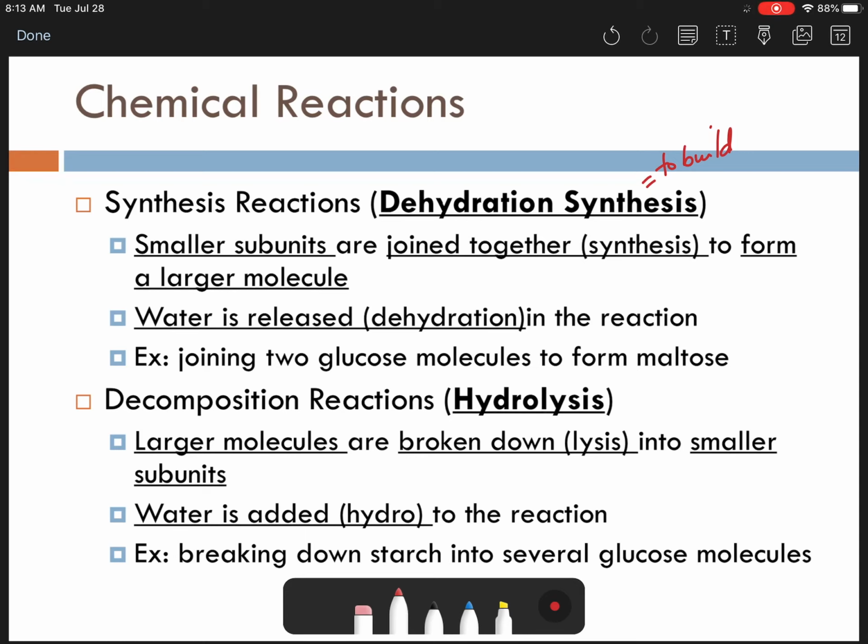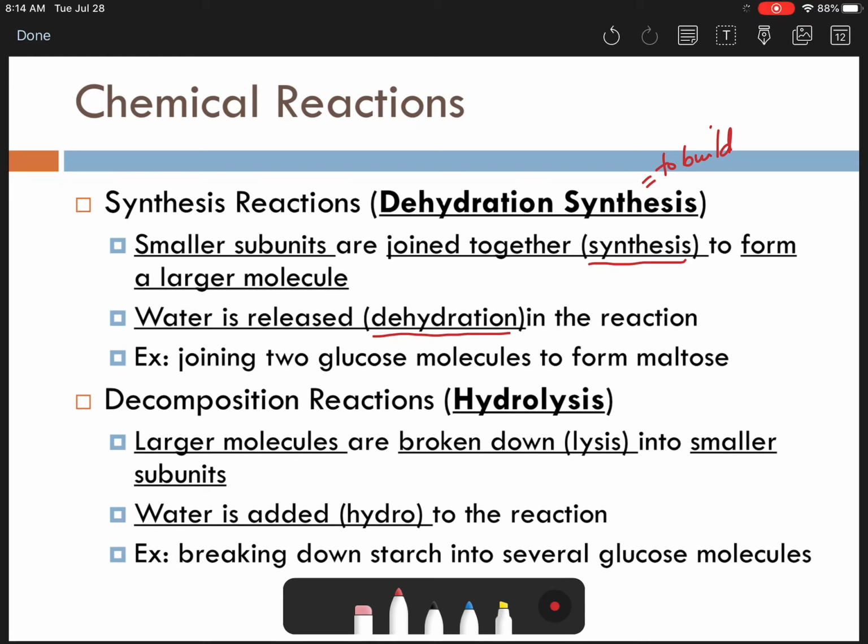So what we're doing in a dehydration synthesis reaction is smaller subunits are joined together. Okay, that's the synthesis part. You're building something to form a large molecule. Water is released. That's where that dehydration comes from, because you're releasing the water. That's why we name it that. So when we join smaller subunits together, synthesis, to form a large molecule, we are releasing water in the reaction. So this is a dehydration synthesis.